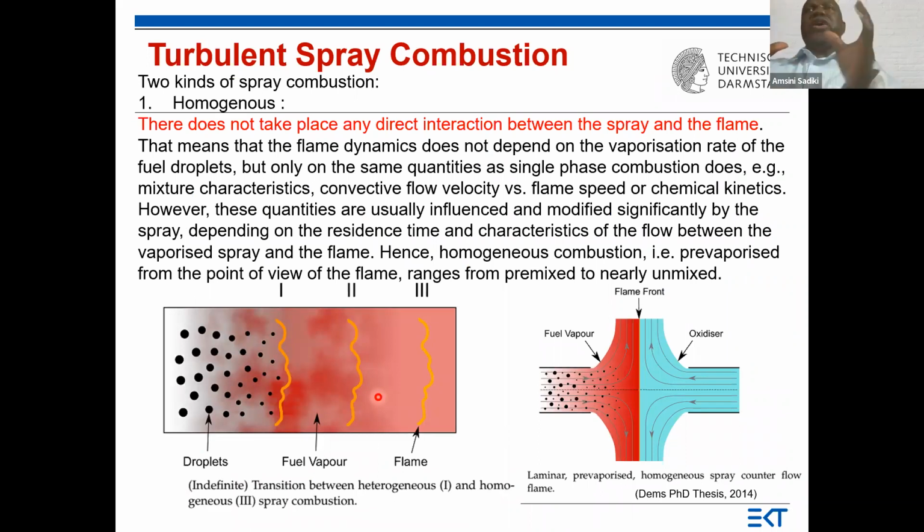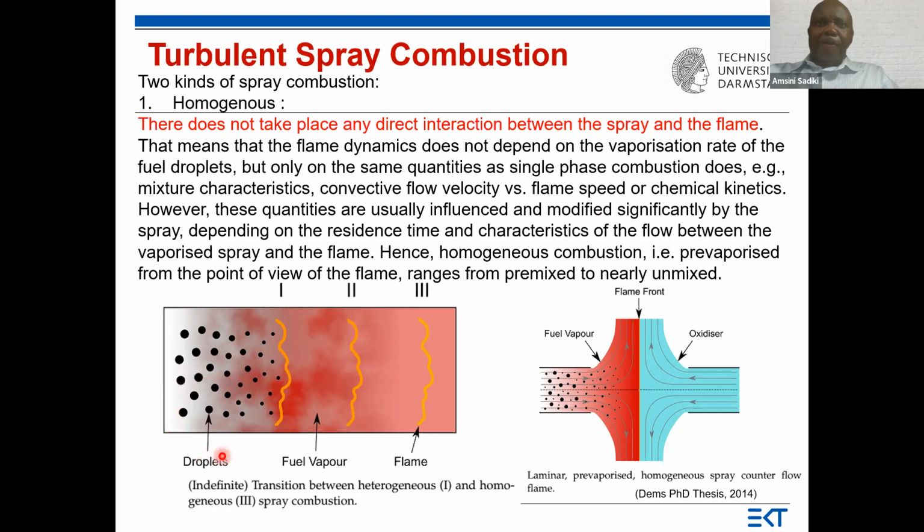This was the combustion around the droplet, because we will need this sometimes, but for a spray it is very complex, and we deal with a large number of droplets. For that, we will distinguish two kinds of spray combustion: homogeneous spray combustion and heterogeneous. So by homogeneous, there is no interaction between the spray and the flame. So we can consider this picture here.